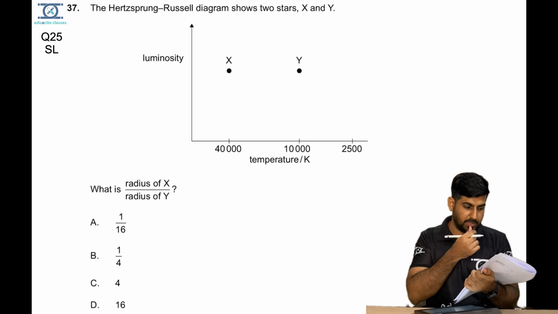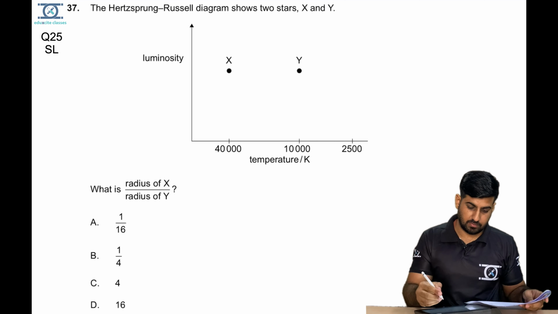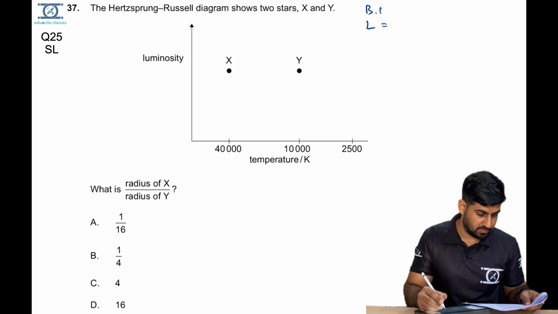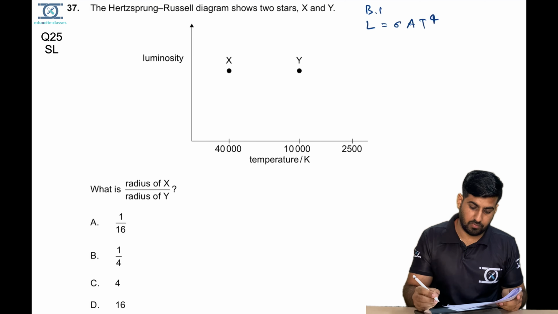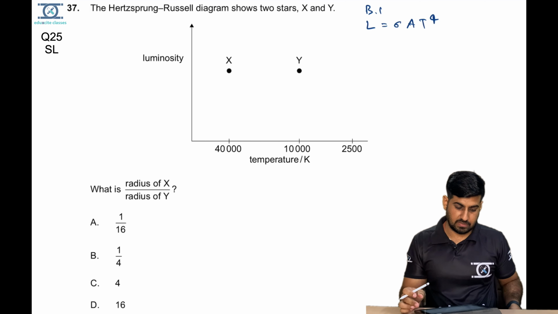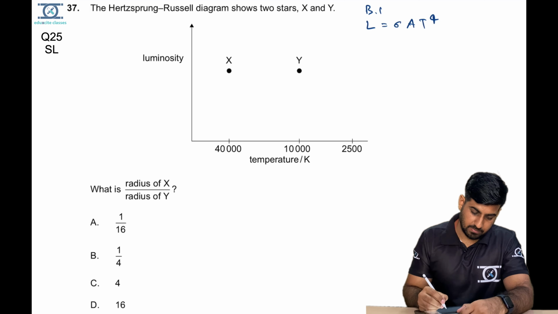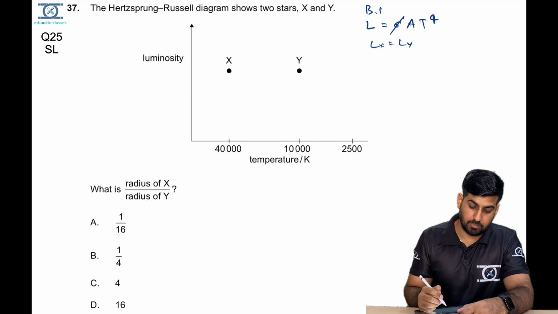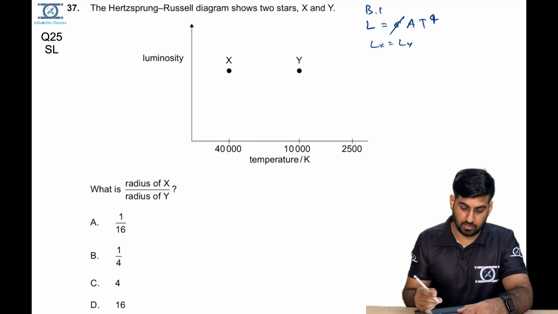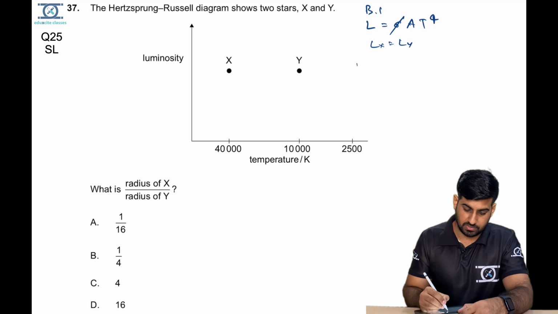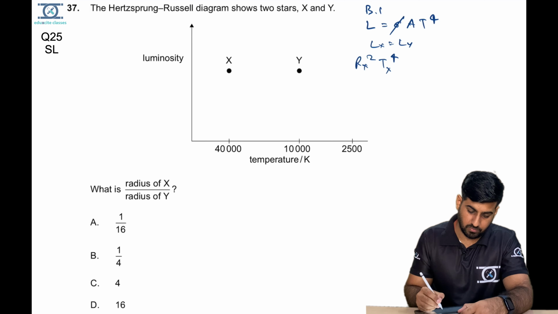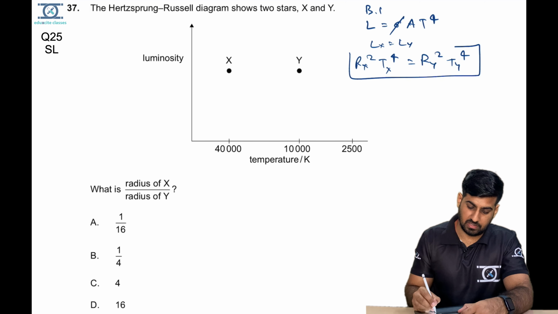yeah, if you go to B.1, luminosity is equal to sigma A T raised to power 4. So if you use this, okay, so luminosity is the same, so I can say for the 2 stars, this is a constant, so Lx is equal to Ly. So area, assuming the star as a sphere, is 4 pi r square, 4 pi is again constant, so I can say rx square into Tx raised to power 4 is equal to ry square into Ty raised to power 4. So this relation you can use.